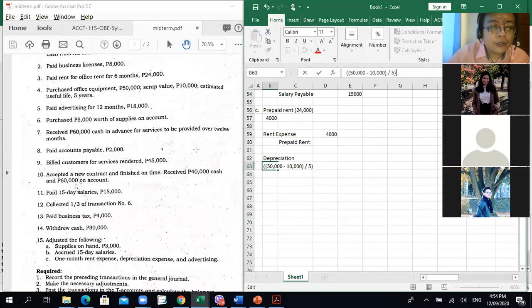This is for number 4. This is only for yearly. So what did he do? You multiply it by 1/12, correct? Maybe some of you did not multiply by 1/12. Why? Because it is for 1 month of depreciation. So how much is this? 50,000 minus 10,000.